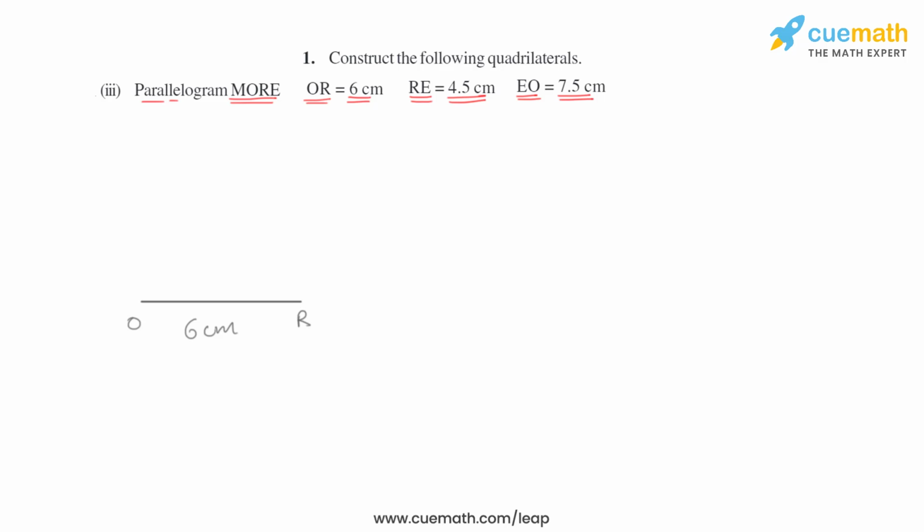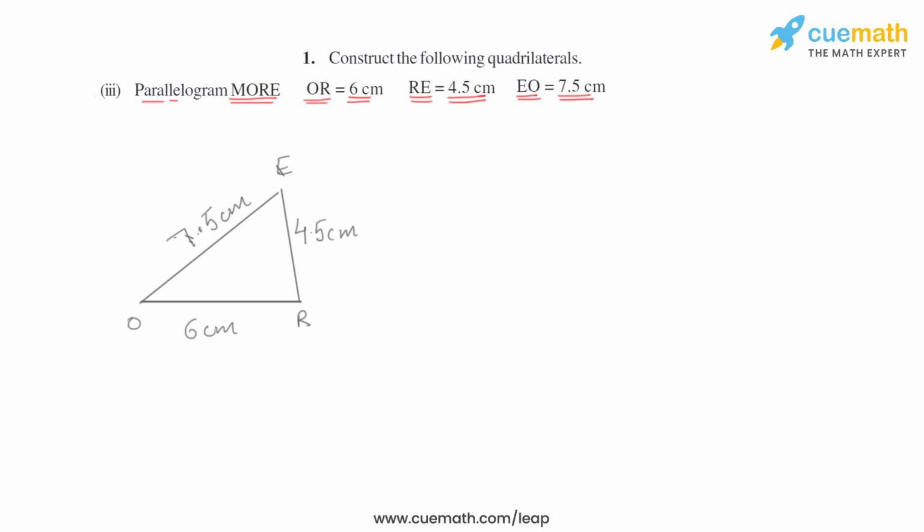which is 6 centimeters. Then RE 4.5 centimeters. It means from R it will be drawn. That is RE. Let's take it like this. RE 4.5 centimeters. And then EO is 7.5 centimeters. EO means this length, the diagonal. It is 7.5 centimeters. So this is 7.5 centimeters.